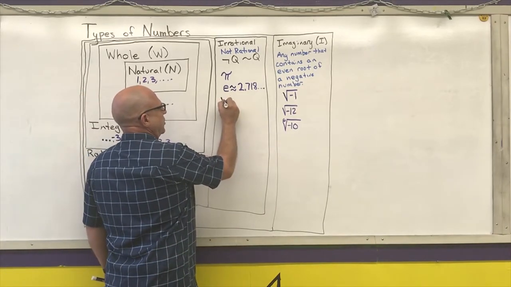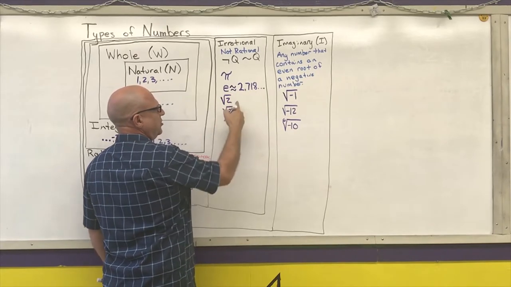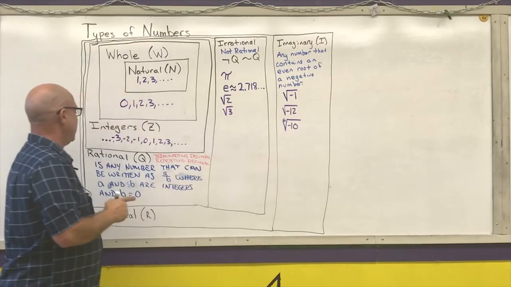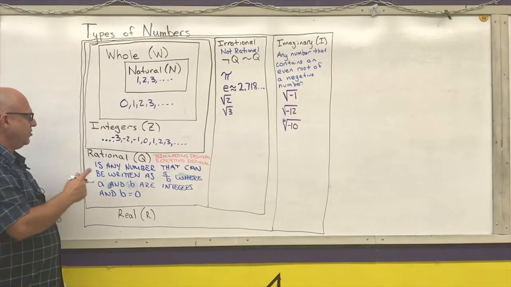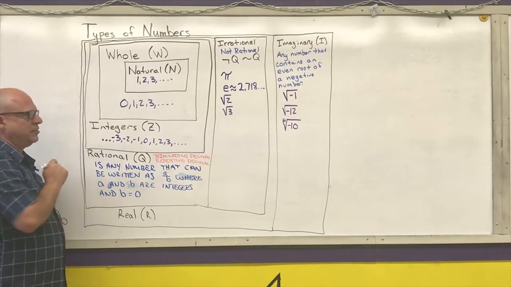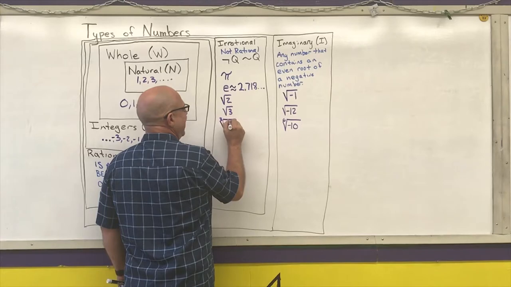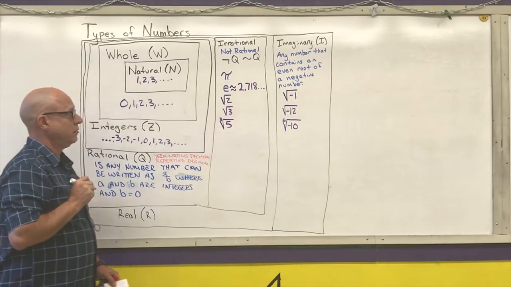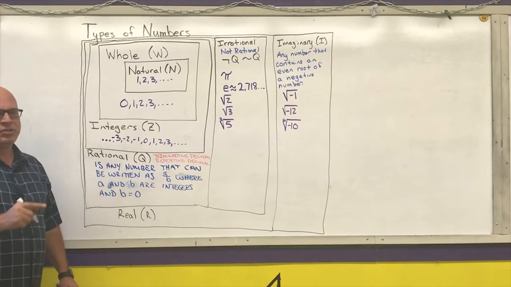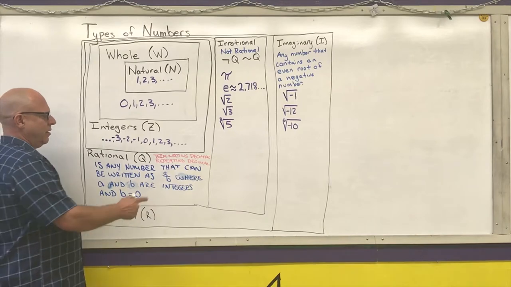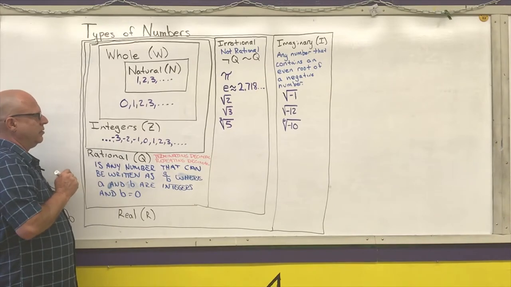Any non-perfect root is irrational. So the square root of 2, the square root of 3. The square root of 4 is rational because the square root of 4 is 2, and 2 can be written as 2 over 1, which meets our definition of rational. The cube root of 5 is irrational, but the cube root of 8 is not irrational. The cube root of 8 is rational because 2 times 2 times 2 is 8, and so the cube root of 8 is 2, and 2 over 1 can be written as a fraction of integers.